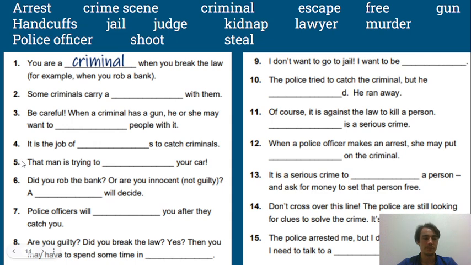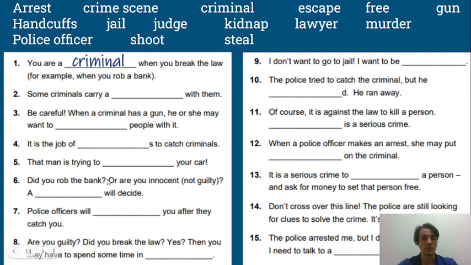Number 5. That man is trying to blank your car. What can he do with your car? Let's take a look. He cannot arrest your car. He cannot crime scene your car. We need a verb here, right? Steal is a perfect one.